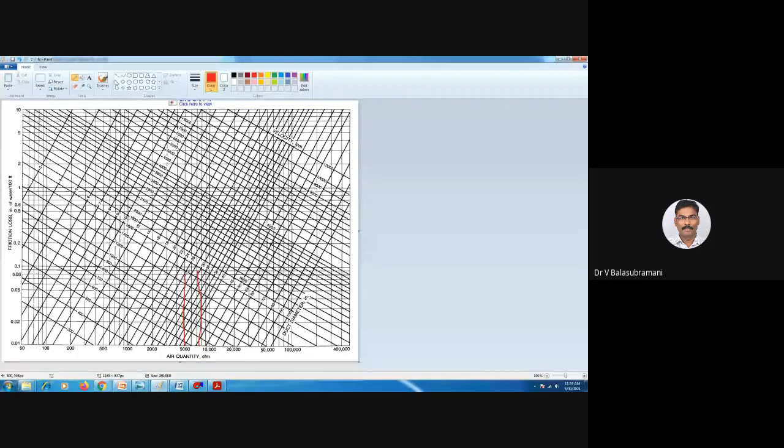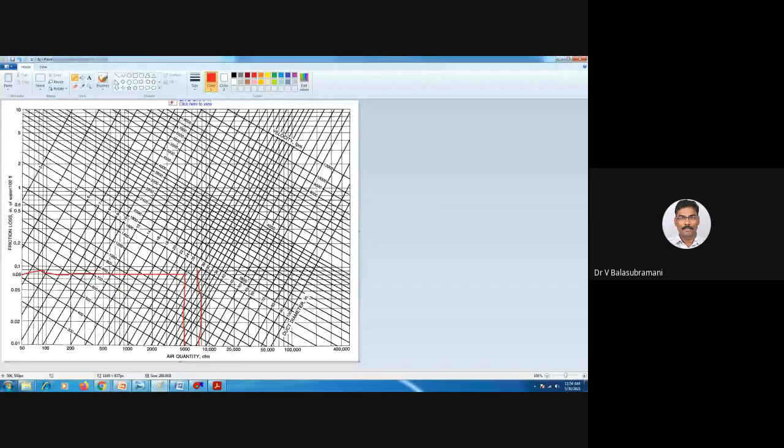This is 0.8. From 0.08, I have to draw a horizontal line. So I think exactly this point comes here, where you can check the velocity. The velocity is in between 1200 and 1400, and the equivalent diameter.